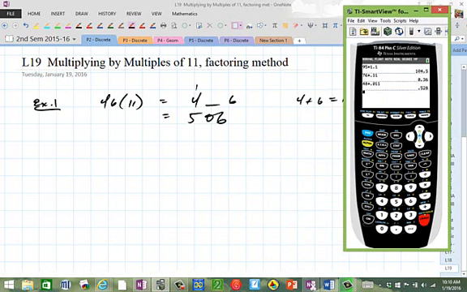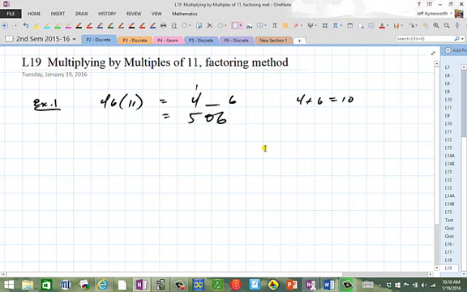Come on, my computer's running really slow. Let me try this again. Let's see here. Let's try it one more time. So 46 times 11. Oh, here we go. It's 506.